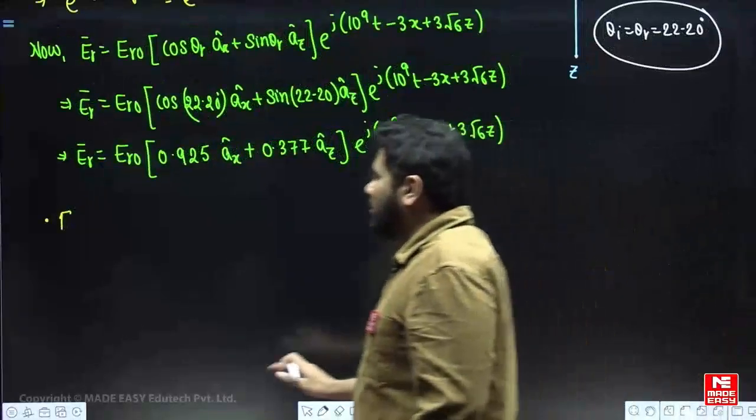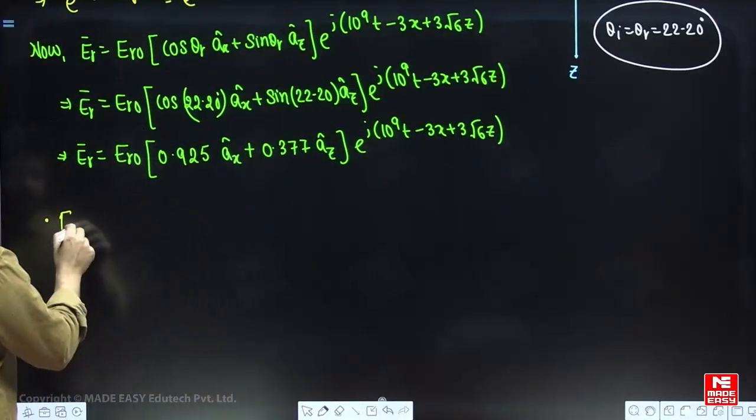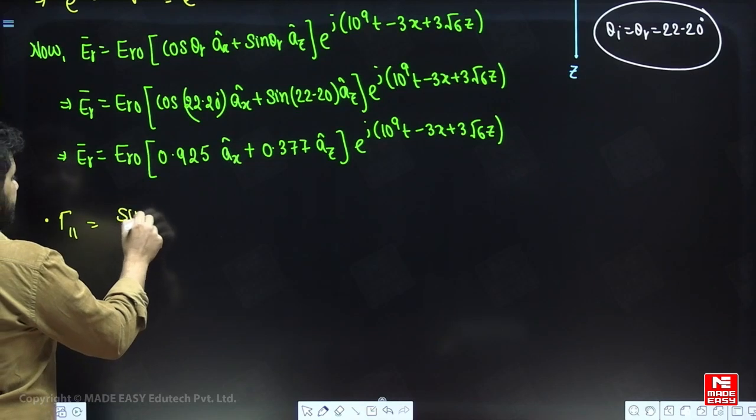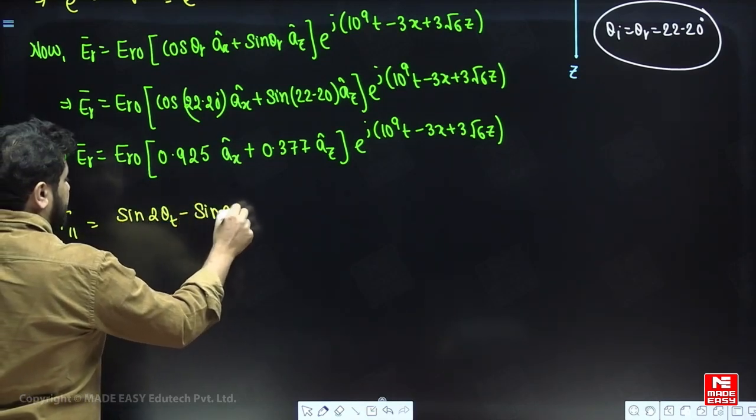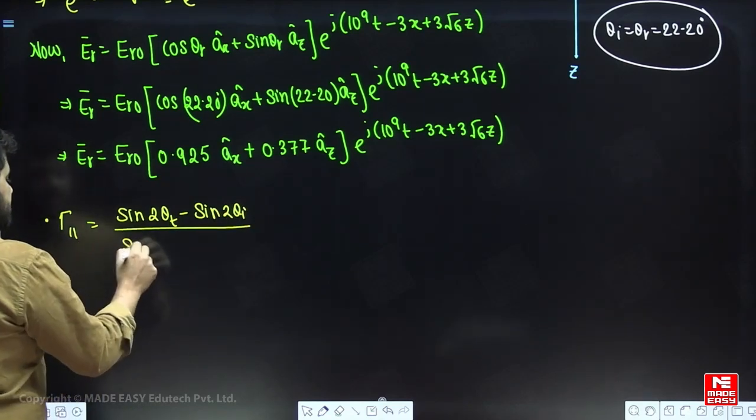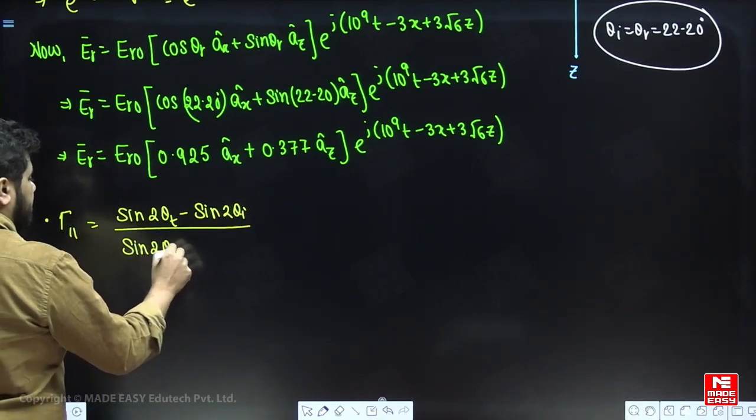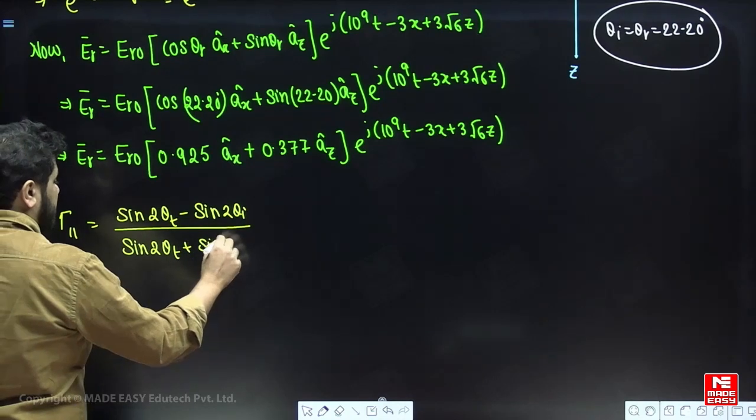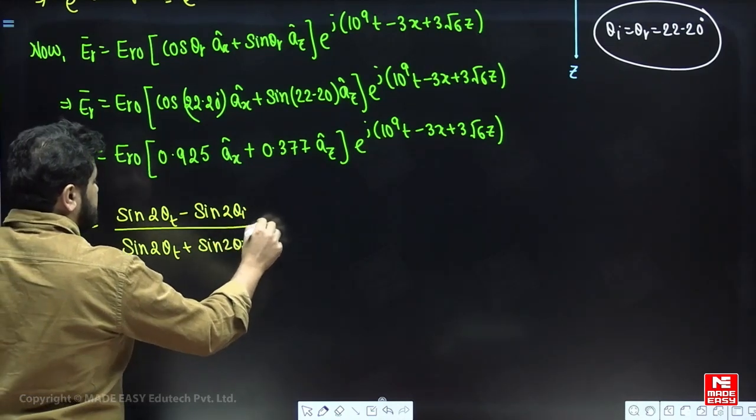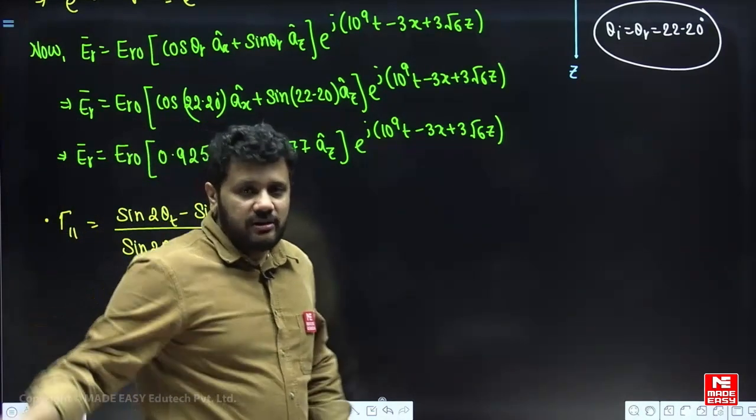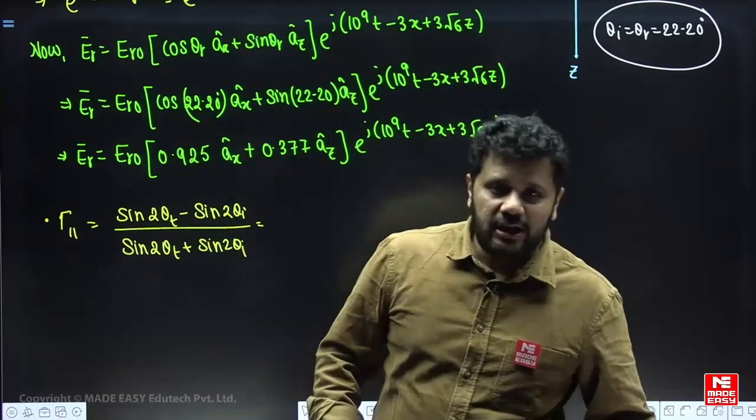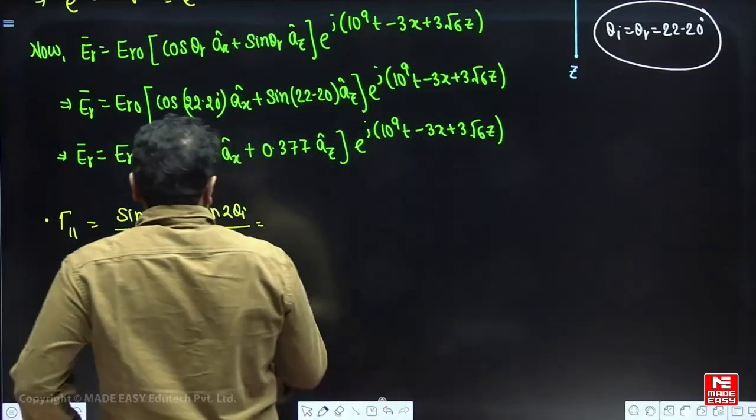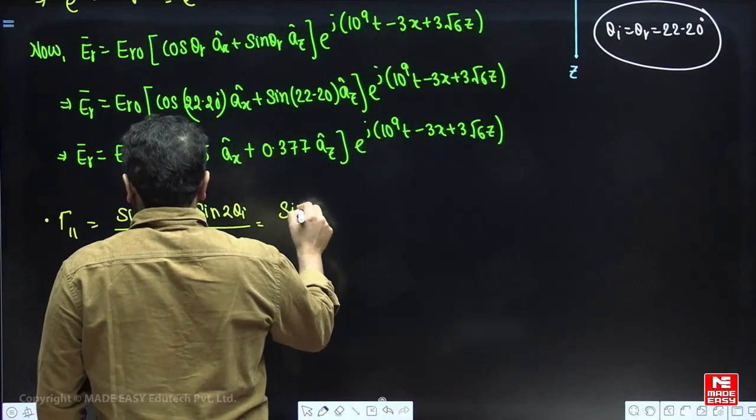Right. So gamma parallel, how much is the value? It is given as sine of 2 theta t minus sine of 2 theta i divided by sine of 2 theta t plus sine of 2 theta i. You can use the other formula also, that is eta 2 cos theta t minus eta 1 cos theta i. So that formula also can be used, right. So here both are going to give you the same value.